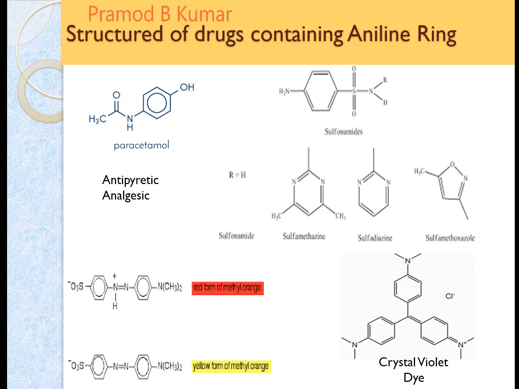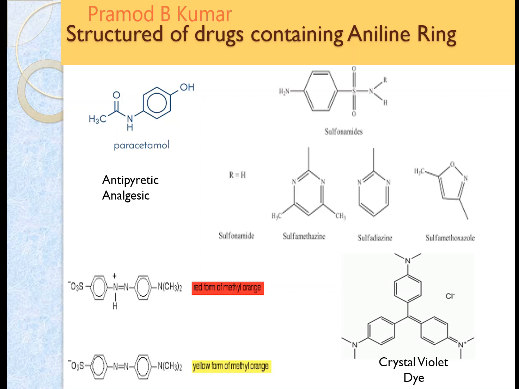Some of the examples of sulfonamides: if the R is replaced by 3,5-dimethyl pyrimidine, then you get sulfamethoxine. If it contains a pyrimidine moiety attached to your sulfonamide, it is known as sulfadiazine. And if it contains a methyl substituted isoxazole, then it is known as sulfamethoxazole. And these all have antimicrobial properties.